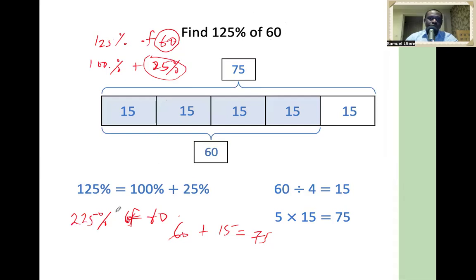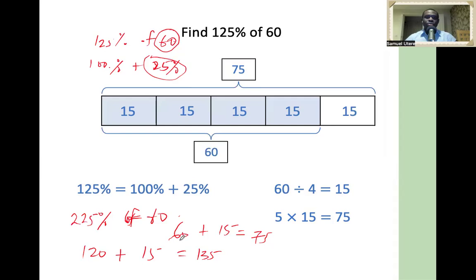Now we have 225. So it's going to be 2 lots of 60. So we already have 120 plus 25%, which is 15. So 225% of 60 is 135. And you can check this using your calculator.